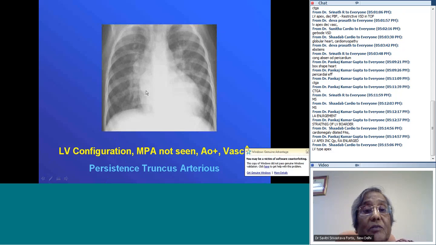So this was a patient of persistent truncus arteriosus. In many of them, you see a right aortic arch, which we are not seeing here, but the classical features of this X-ray are LV type of enlargement, left atrial enlargement, increased vasculature, prominence of aorta, and no prominence of main pulmonary artery. That will make all the features consistent with the diagnosis of persistent truncus arteriosus.